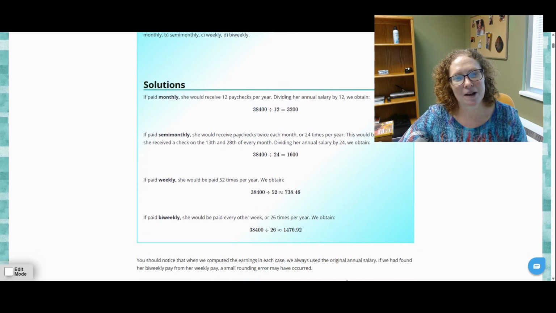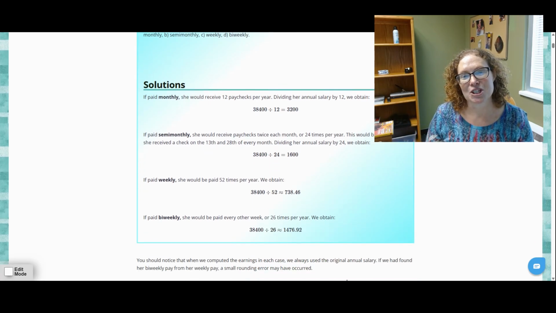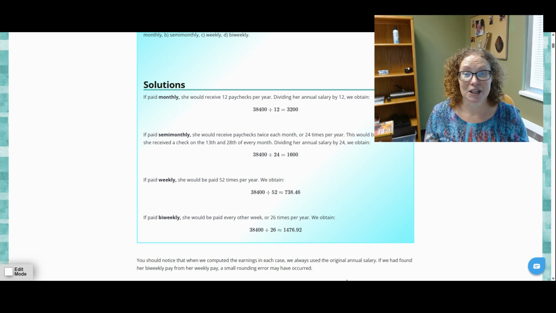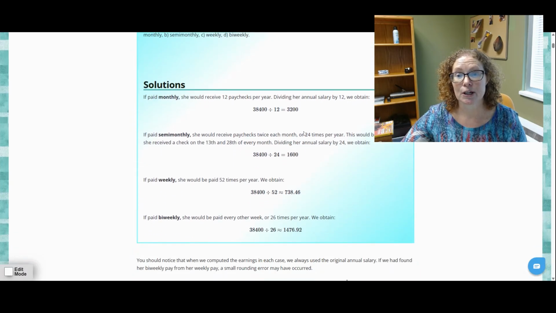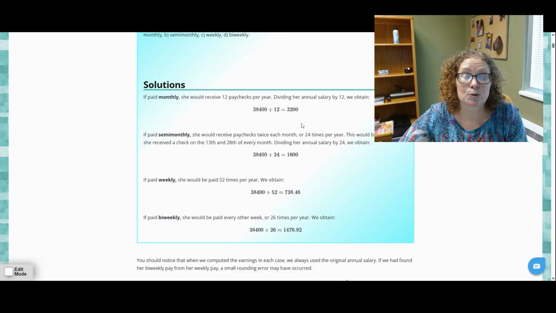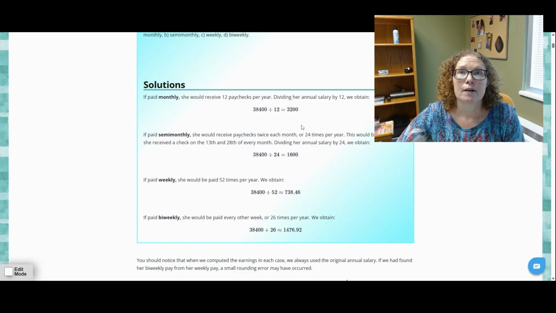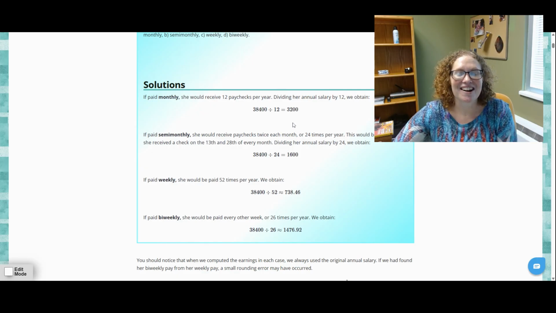So if she's paid monthly, she's going to receive 12 paychecks a year, right? So with that, we would take her gross, which is $38,400 per year, divided by 12, and so her gross pay should be $3,200. Every paycheck she gets would be $3,200 gross before we take out all the other stuff that we're going to talk about as we go along.